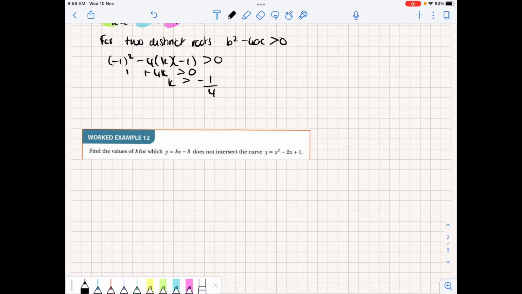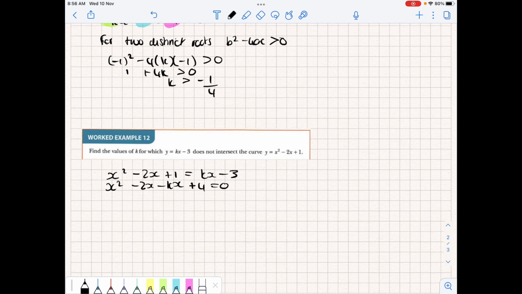Okay, one more example. They ask us to find the values of k, and this is now we're changing the gradient of the straight line for which the two graphs don't intersect each other. So as before, equate the two together. And now we're going to group like terms together on the left hand side. So we'll have x squared minus 2x minus kx, and we're going to get plus 4 equal to 0.